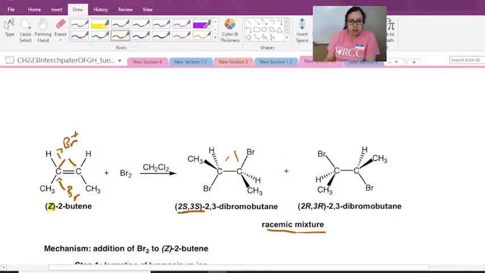So if you rotate, let's see, like this bromine, you bring it down, and then that means that the methyl group, though, is going to be on the other side. Do you all see that?